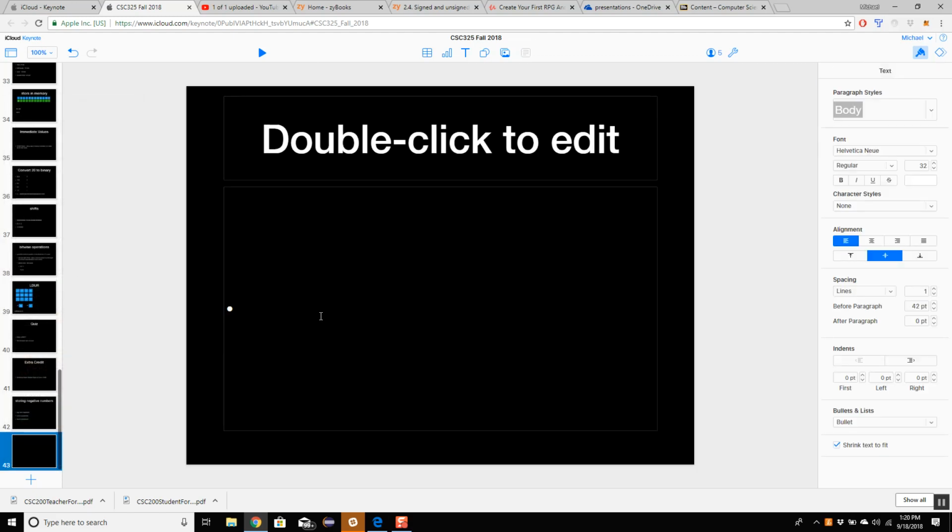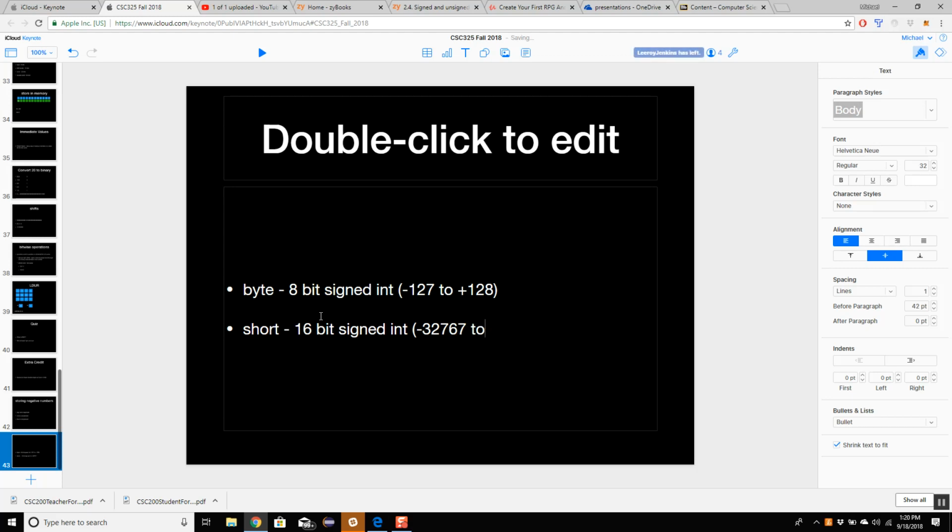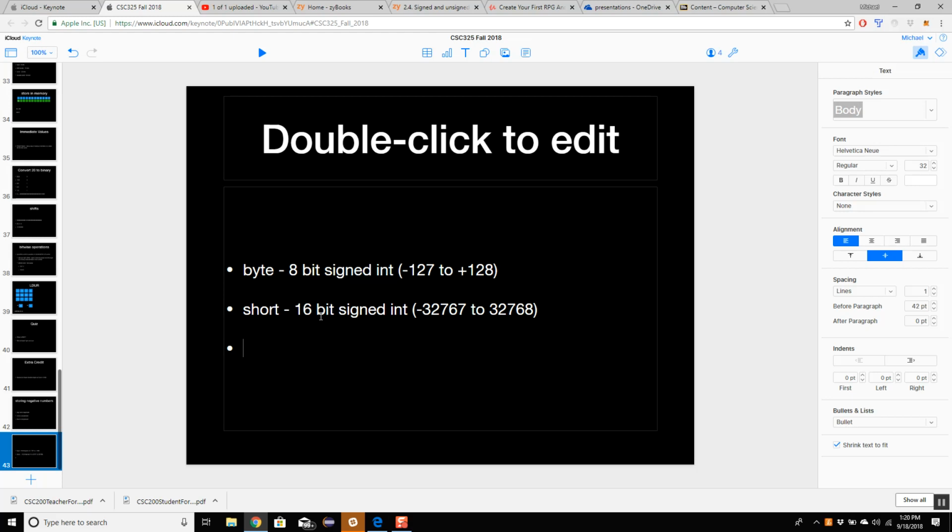probably 200 maybe, where you had all those different types. You had a byte. How big is a byte? It's an 8-bit signed value or signed int. And that can hold values negative 127 to positive 128, something like that. And then you had a short, 16 bits, signed int, negative 32,767 to 32,768. So on and so forth.